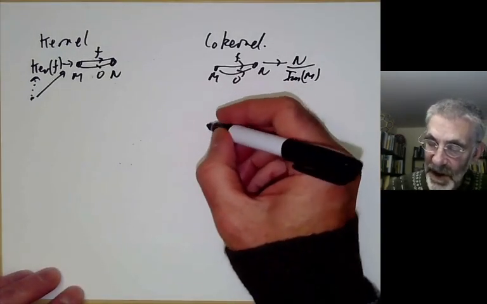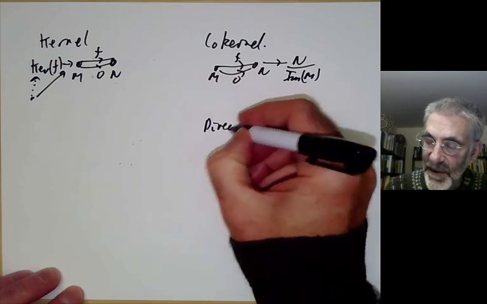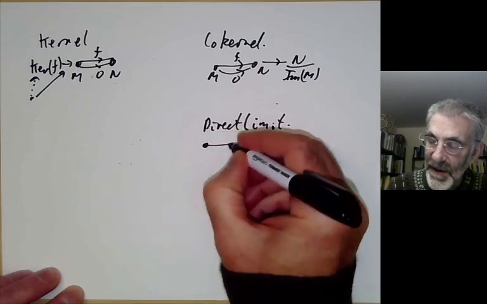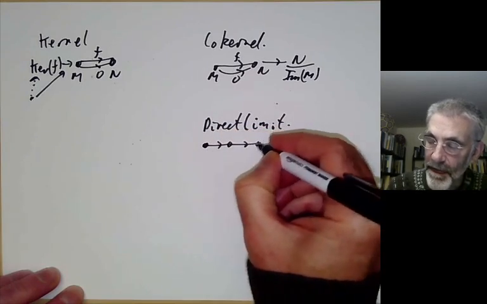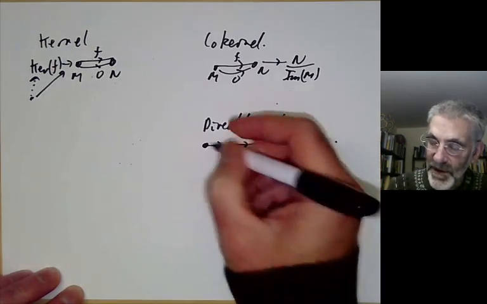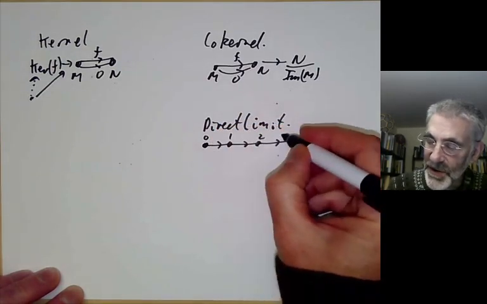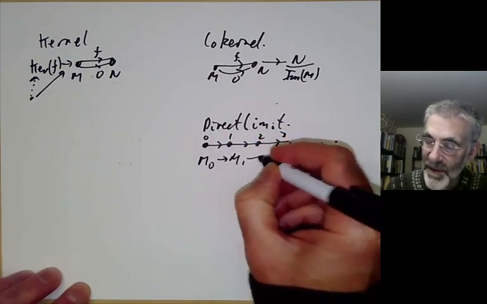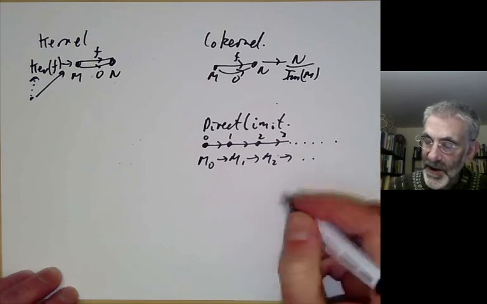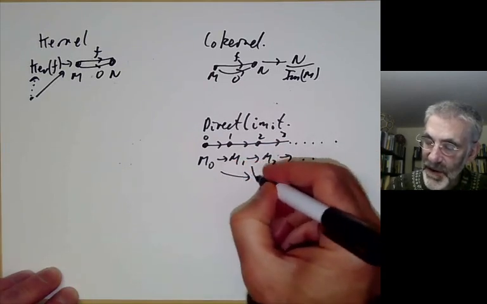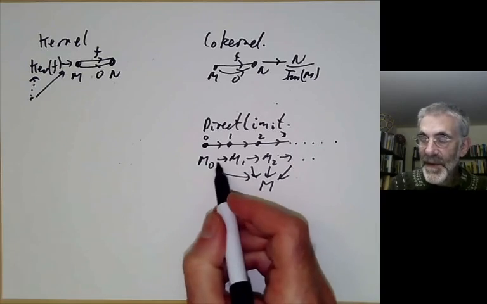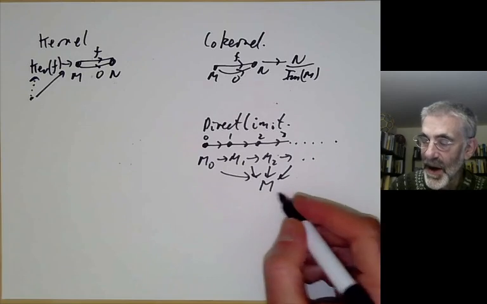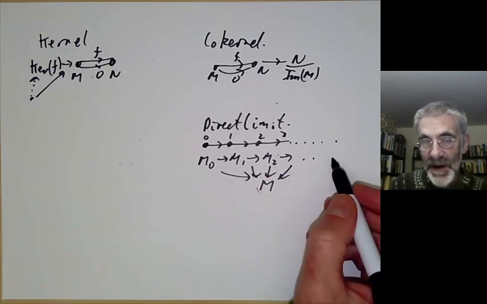Another example of a colimit is a so-called direct limit. So here the category might look like this. It might be indexed by integers 0, 1, 2, 3, and so on. And this time we take modules m0 mapping to m1 mapping to m2. And the colimit will be a sort of universal module that these all map to. If mi is a submodule of m(i+1), then m is just the union of these.